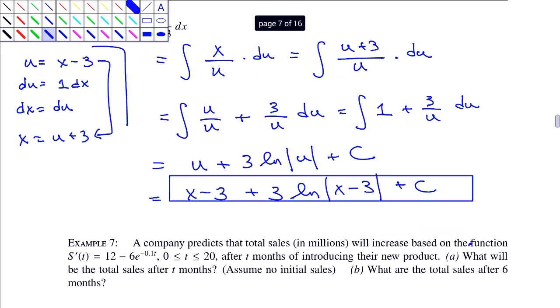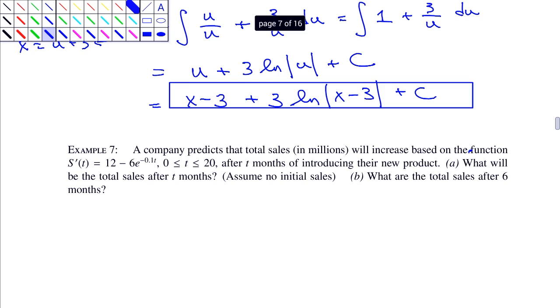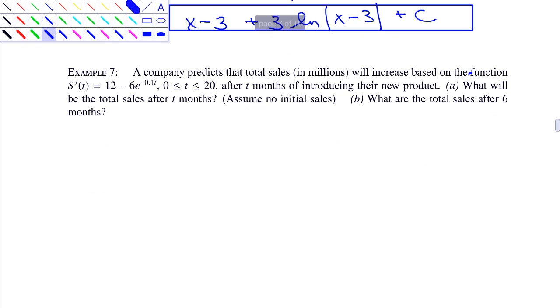All right. Example 7. A company predicts that total sales in millions of dollars will increase based on the function s prime of t is equal to 12 minus 6e to the negative 0.1 t for t between 0 and 20 after t months of introducing their new product. What will be the total sales after t months? Assume no initial sales. And then B, what is the total sales after 6 months?